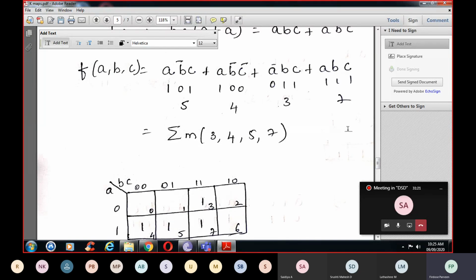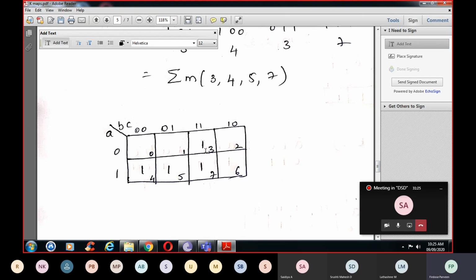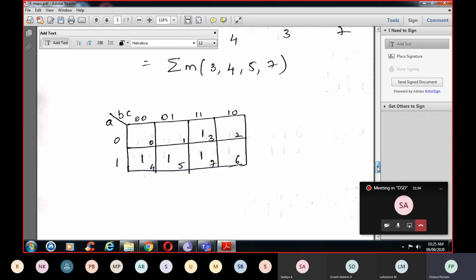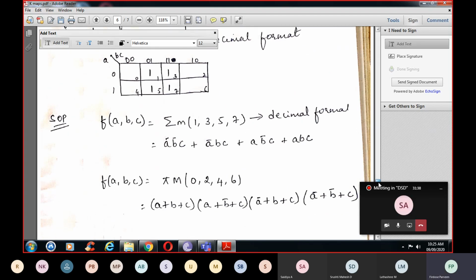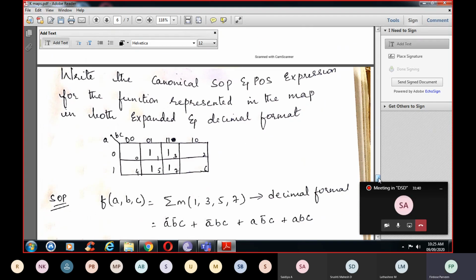Now I've got that. Now what will I do? I will place it in the K-map. So at 3, at 4, at 5, at 7, it is 1. Rest all will be 0. Now, seeing the K-map, you have to write the SOP expression as well as the POS expression, which we have already explained in the previous classes.